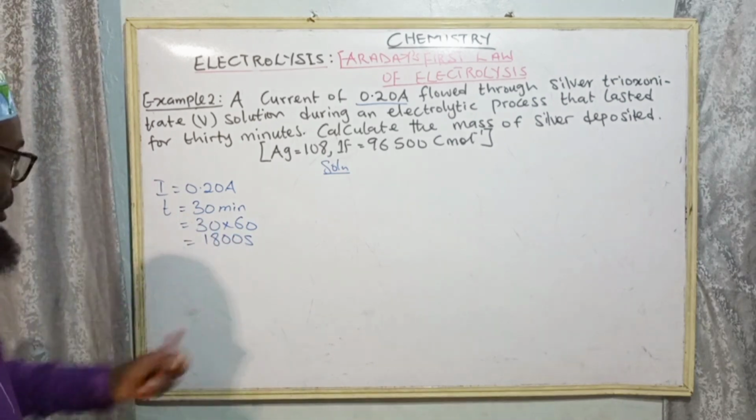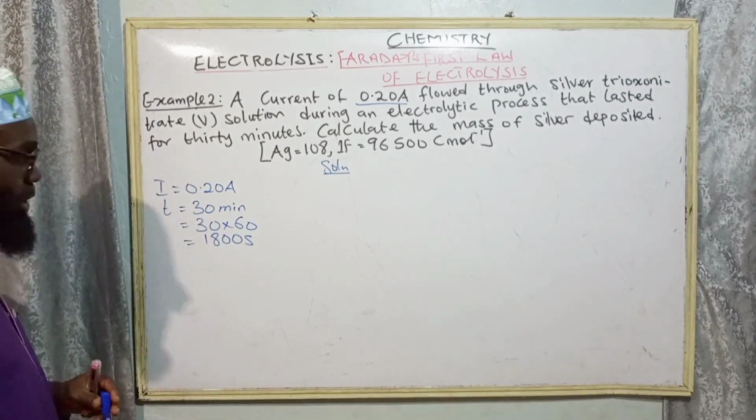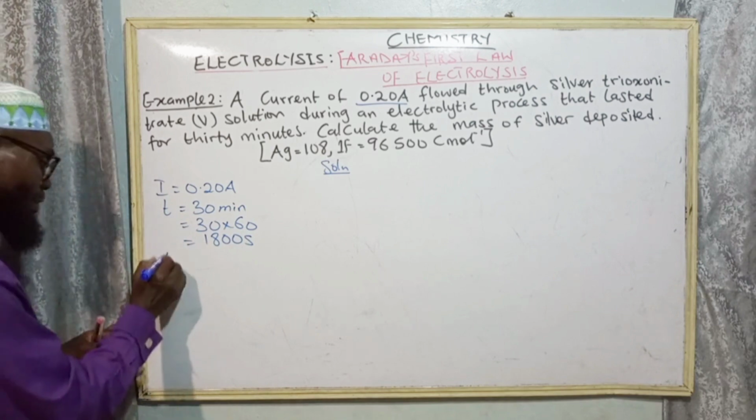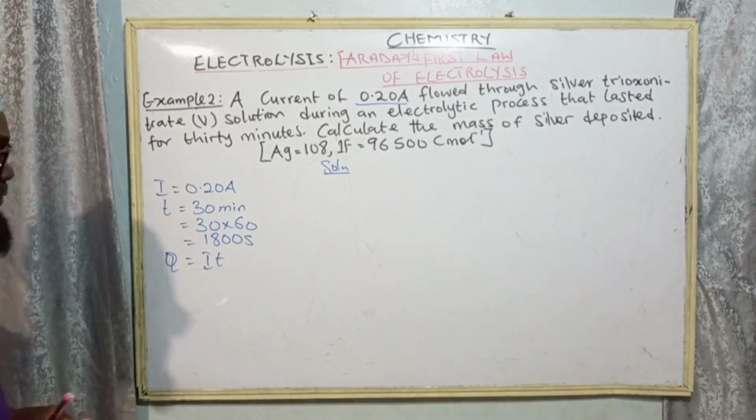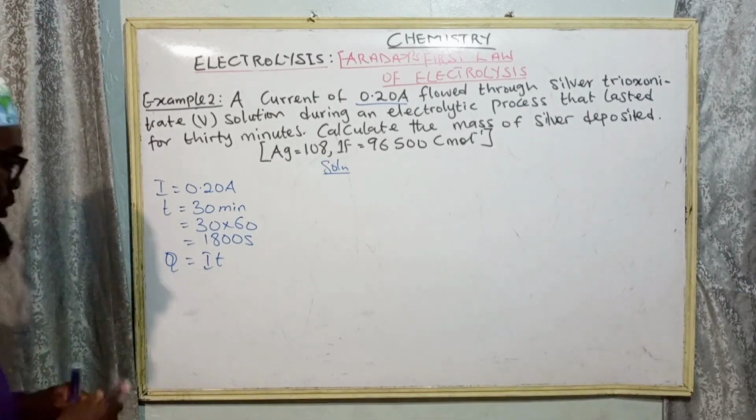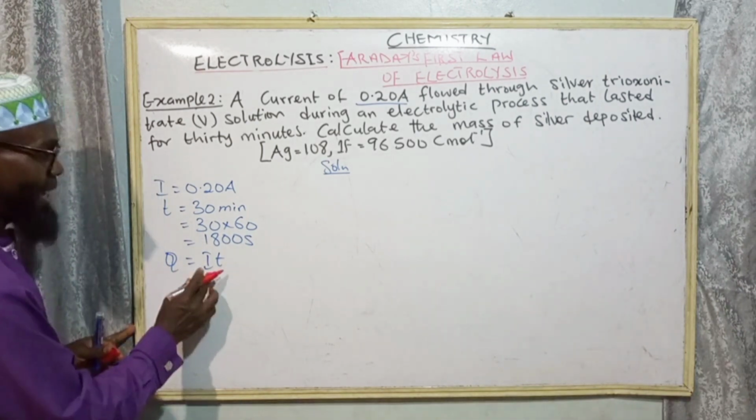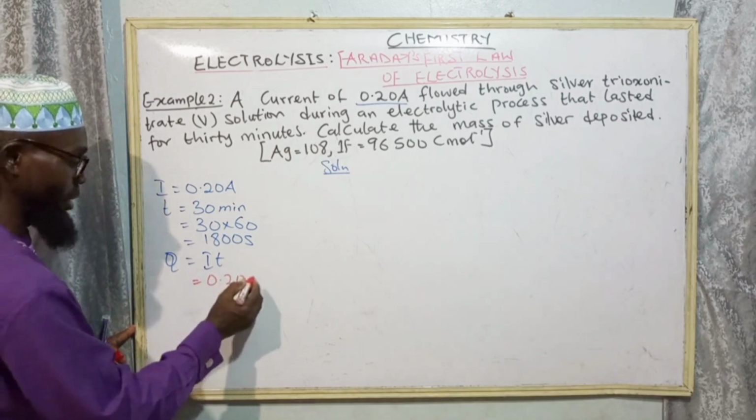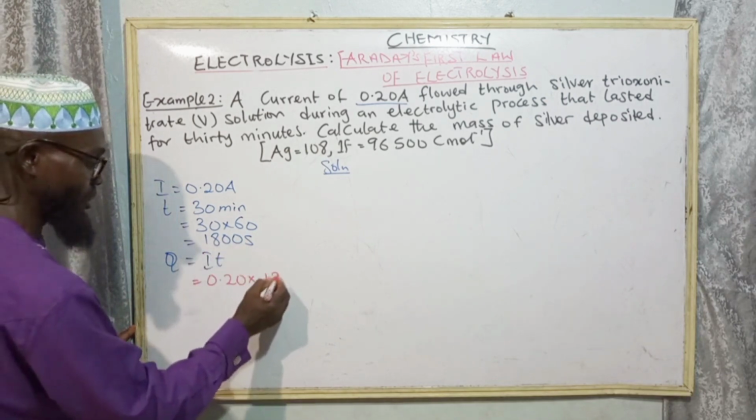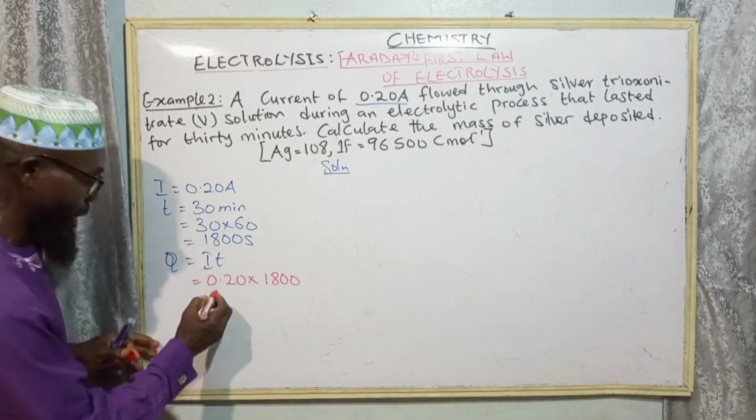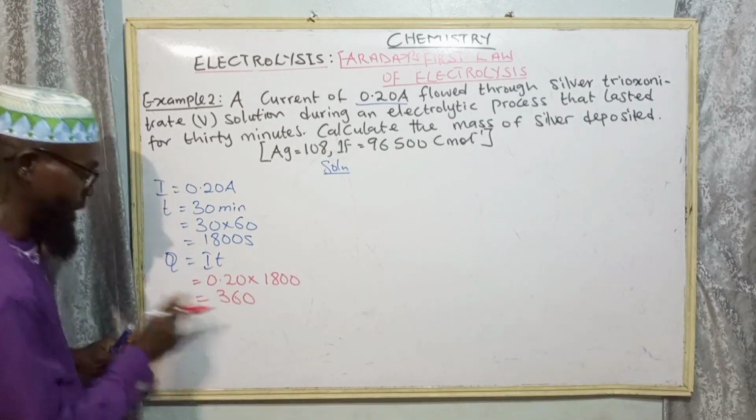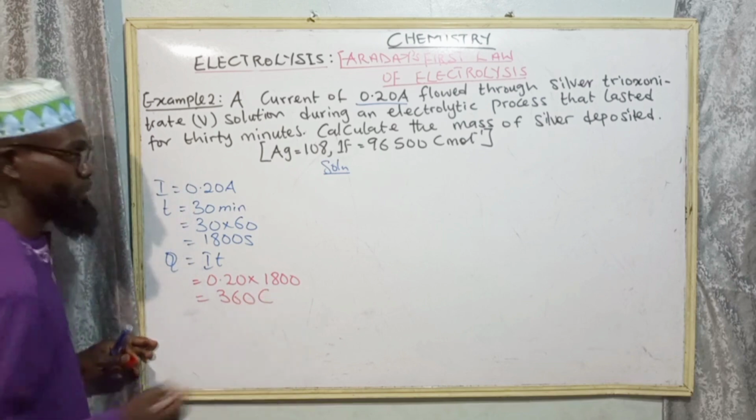Before proceeding, we have to get the value of our Q here. That is Q is equal to IT. So we substitute. Our I is 0.20 multiplied by our time, 1,800 seconds. Now let us multiply this. We have 360. The unit of Q is coulomb.